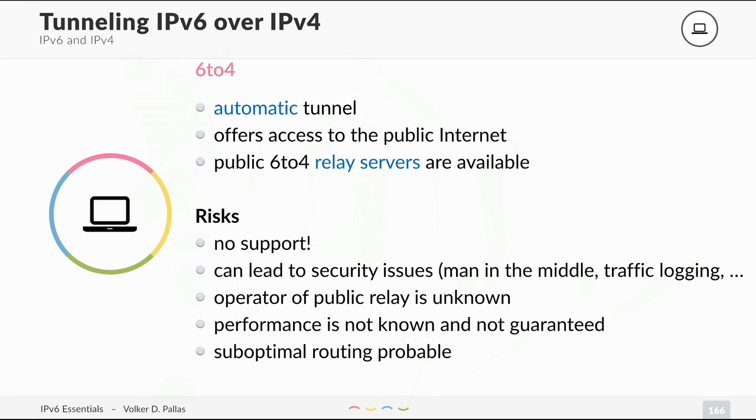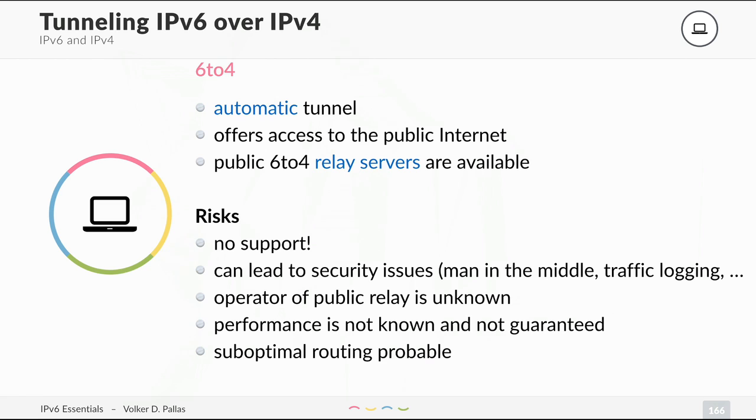The first automatic tunnel version is 6 to 4. This offers access to the public internet. It's an automatic tunnel that does not have to be configured, and it also cannot be configured, and there are public 6 to 4 relay servers available. There are a couple of risks associated with this type of tunneling. There is no support. It can lead to security issues, man-in-the-middle, traffic logging, and so on, because it is public relay servers and you don't know which one is used. So you don't know if it's a hacker, if it's a provider. You send your traffic to just anyone.